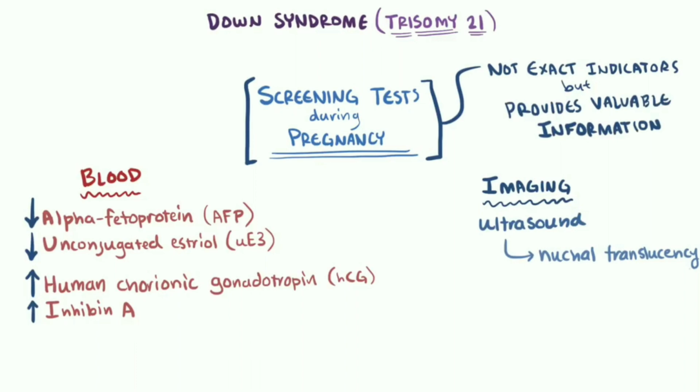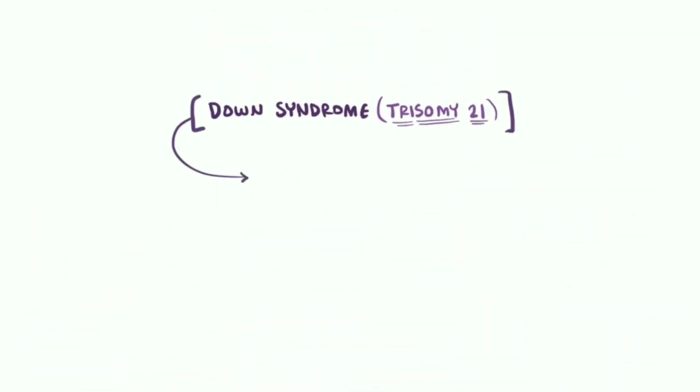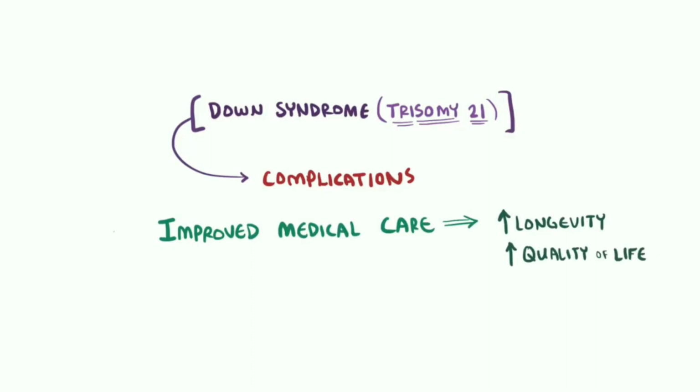Even though there is a long list of complications and hardships for people with Down syndrome, improved medical care has led to much greater longevity and quality of life. Many individuals with Down syndrome are able to thrive and lead full lives.